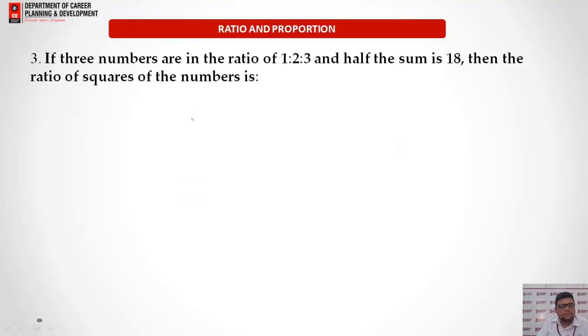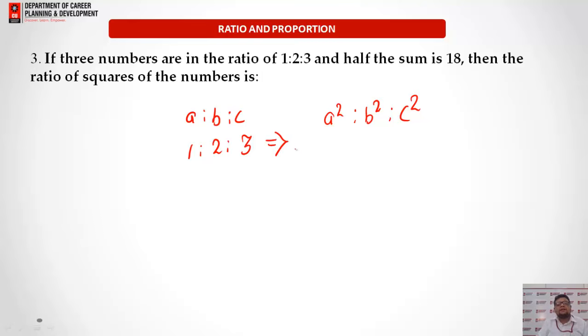Why? Because see, A is to B is to C directly ratio is 1 is to 2 is to 3. Okay. If I have to find the ratio of the squares of the numbers, we have to find A square, B square and C square. So there is no need to find the value of A, B, C. We can directly find the square ratio by squaring these numbers. So 1 square is 1, 2 square is 4 and 3 square is 9. So this is the direct ratio.